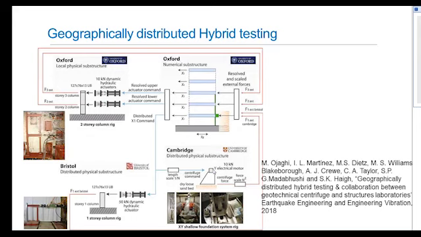But they learned a lot from this test, and following this test, they did a successful test that was also geographically distributed. It was done at 2 sites, and a similar structure, a 3-story structure, was tested at these 2 sites, and then a numerical simulation was done of the bracing system at the base of the 3-story structure.